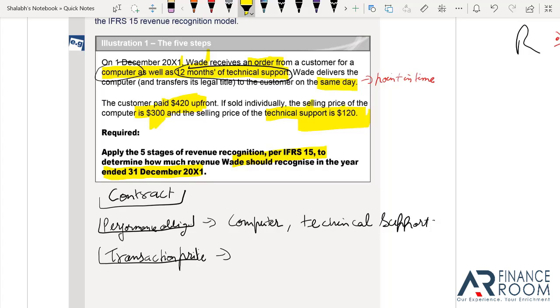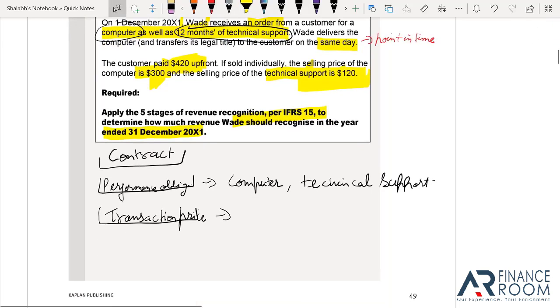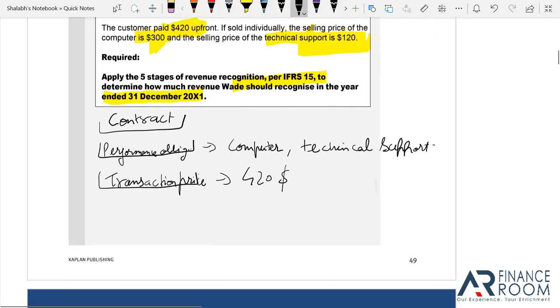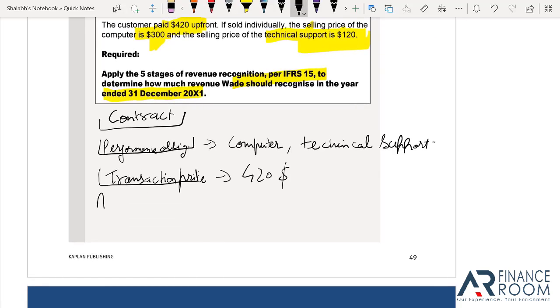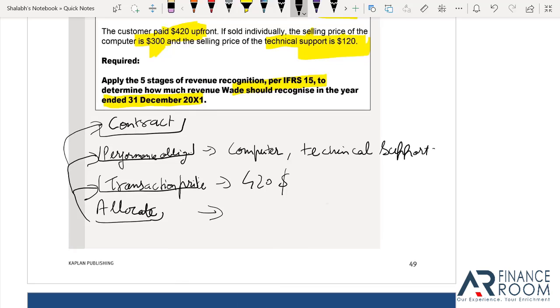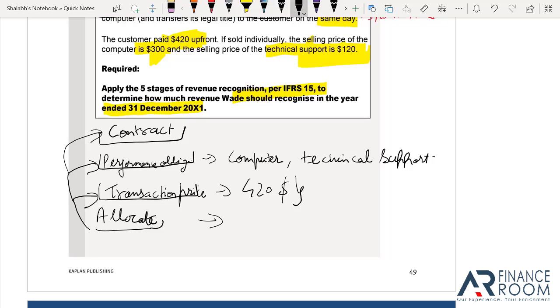But what is the amount that the customer is paying? $420. So the transaction price is exactly $420. CPTAR. A stands for allocate. Allocate what? Allocate the transaction price to what? To performance obligations on the basis of what? Contract. All right, allocate. Now we shall be allocating this $420 to this performance obligation and this performance obligation.